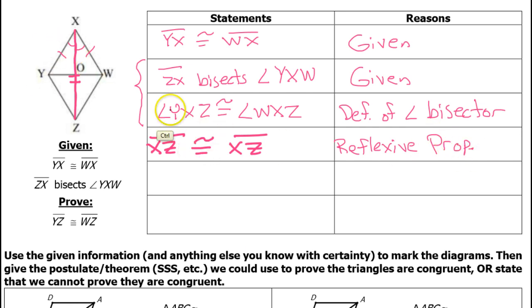All right, now that gives me enough information to say that the entire left triangle is congruent to the entire right triangle. Okay, so I could say on the left over here I have triangle ZYX is congruent to triangle ZWX. All right, and that'll be because of side, angle, side.